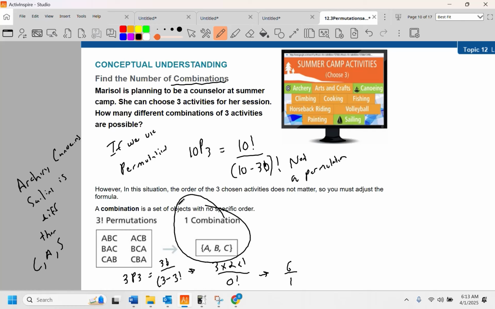But in a combination, it's just the elements A, B, and C where order doesn't matter. So how do I adjust a formula to make this work? Well, it's actually not that hard to do. I need to basically divide it by 6. So the combination formula would introduce down in the bottom a 3 factorial. Kind of weird how that is. And we would have 6 up top and 6 in the bottom, we get 1.